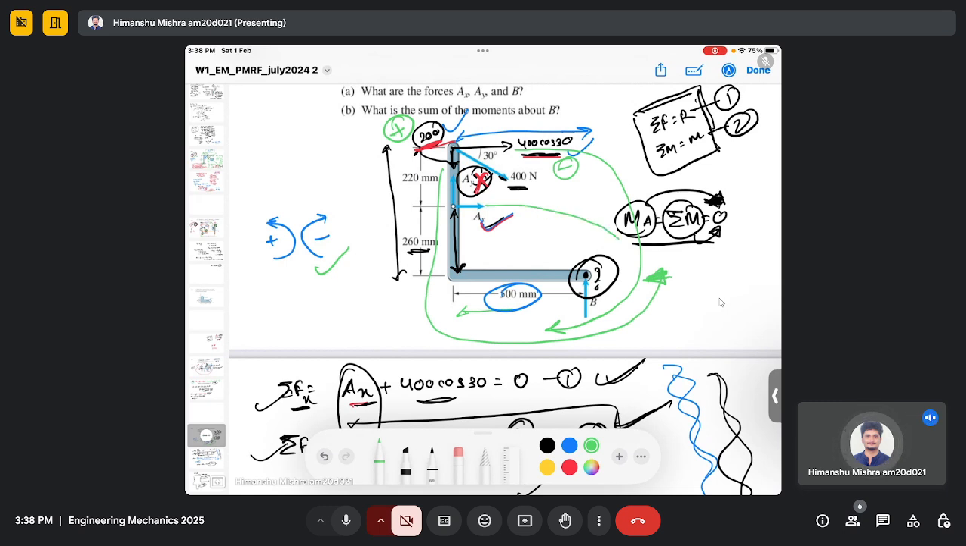So this is positive. It will induce a positive moment. AY will rotate like this. Sorry, let me draw in a different color. So AY will rotate like this in a clockwise sense, which means it induces a negative moment around point B. So AY and 400 cos 30 will have a negative moment and 200 will have a positive moment.